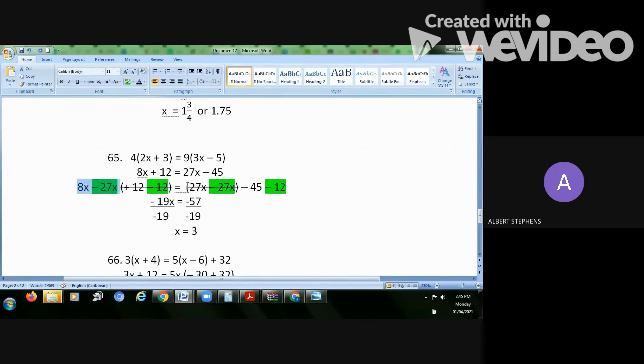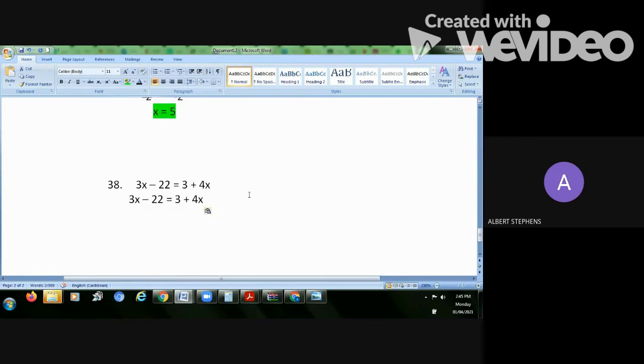I get a negative, but you could actually make the x be on the right. Now let me show you how. If I want x to be on the right hand side, I need to get rid of the 3x here. If I get rid of the 3x on the left hand side, it automatically is going to be on the right hand side.